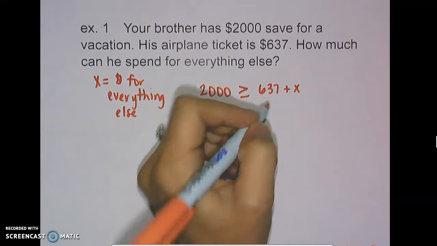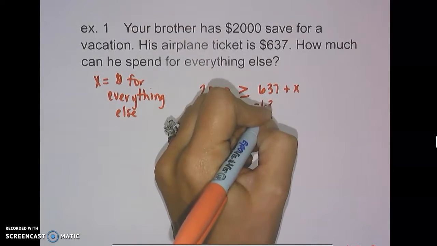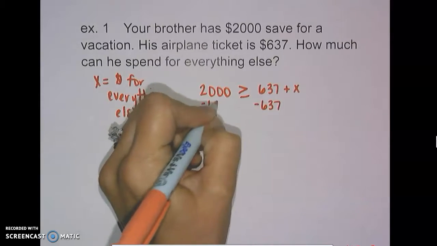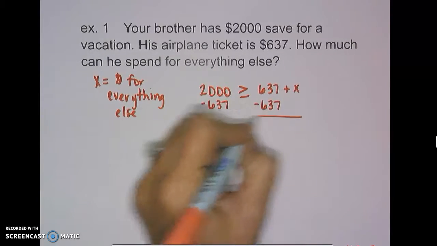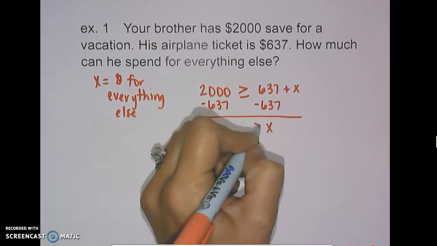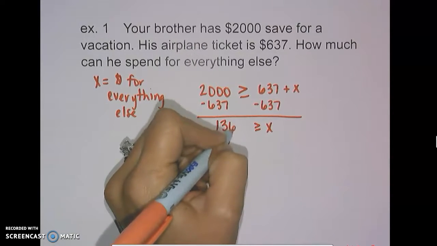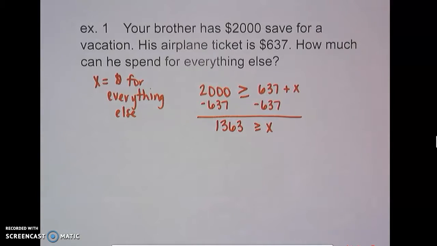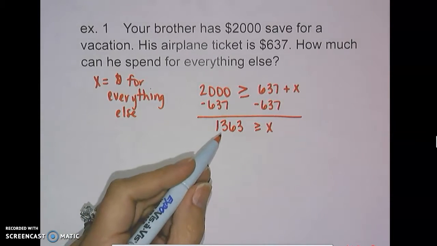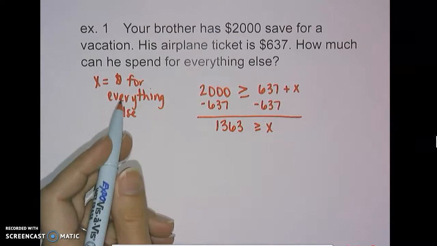Now we're going to solve for X. So we're going to subtract 637 from both sides. And that will give us X on the right-hand side. We didn't divide by a negative, so our sign stays the same. And we get $1,363. Well, we don't know that that's dollars just by looking at this, but because we know what X is.